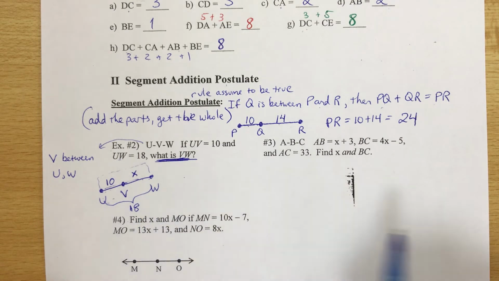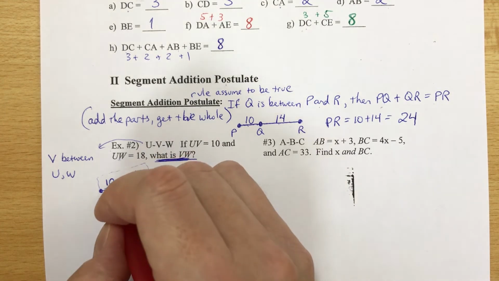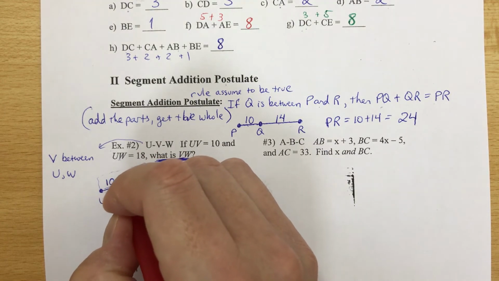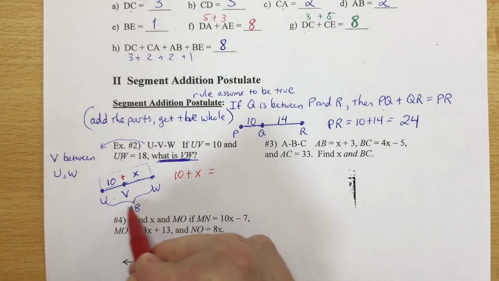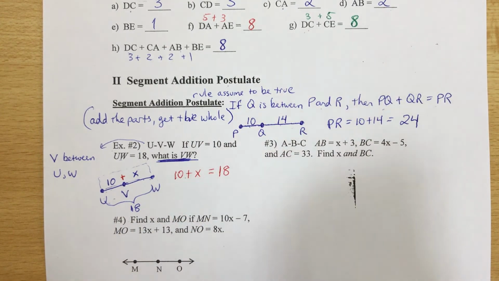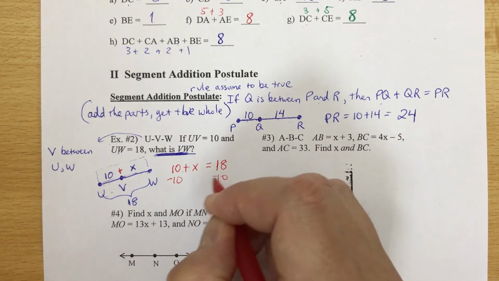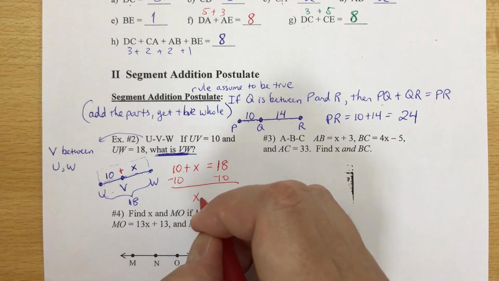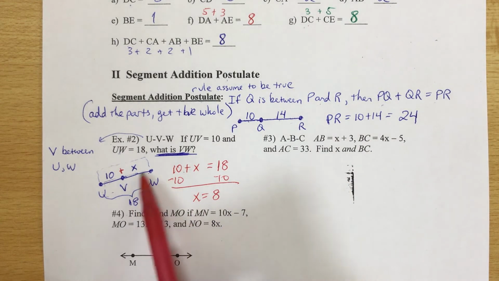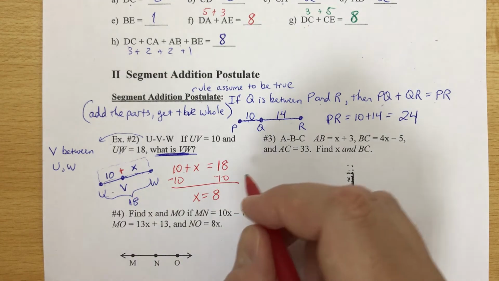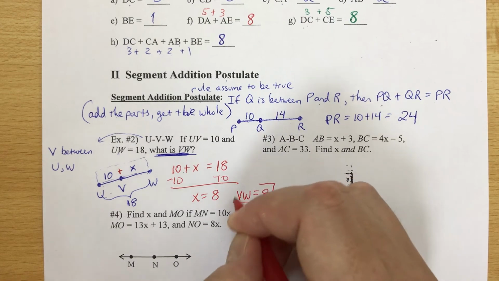But if I want to make an equation, I can use the segment addition postulate to say that if I add the two parts, 10 plus x, it's equal to the whole thing, which is 18. And now I can solve this. I'll move the 10 by subtracting it, and what we get is x equals 8. Now x is the length of segment VW. So I'm going to write this one more time. I'm going to say VW equals 8, and that's it.